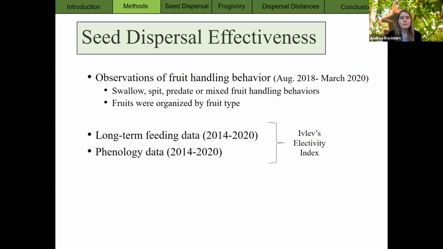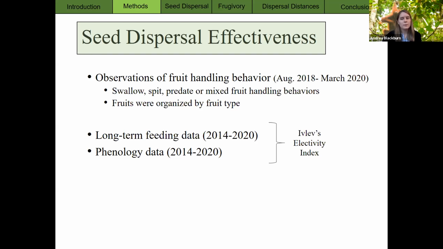Next, we combined long-term feeding data with long-term phenology data to calculate Ivlev's selectivity index. An Ivlev's selectivity index is an index of foraging selectivity, and it compares resource availability to resource consumption. So we calculated Ivlev's selectivity index by comparing the mean number of fruits available per genus each month using the phenology data set. This was our measure of resource availability, to the mean number of fruits orangutans consume per genus each month throughout the same 6-year time frame using our long-term feeding data set. This was our measure of resource use.